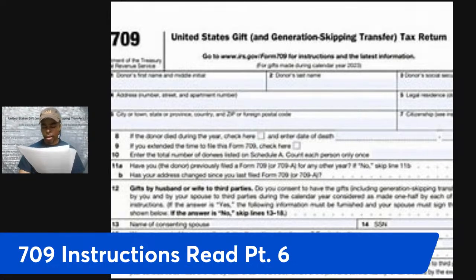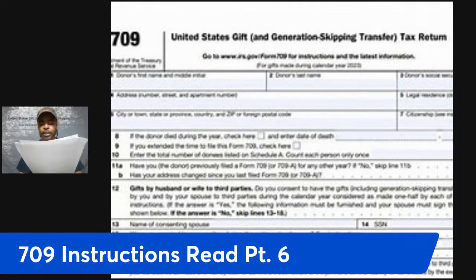Okay. Enter on line 1 of part 2 the maximum GST exemption you are allowed. This will not necessarily be the highest indexed amount if you made no GSTs during the year of the increase. The donor can apply this exemption to inter vivos transfers, that is, transfers made during the donor's lifetime, on Form 709. The executor can apply the exemption on Form 706 to transfers taking effect at death.